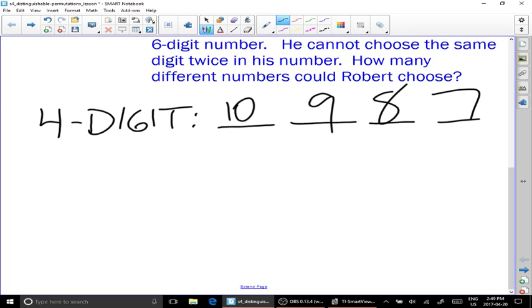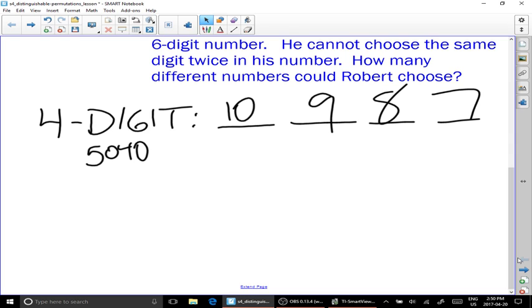So, to figure out the number of 4-digit numbers that Robert could choose from, we would take 10 times 9 times 8 times 7. And we should get 5,040. Is that what we get? Okay. So we get 5,040 4-digit numbers. Now we answered that question using a diagram. Okay?